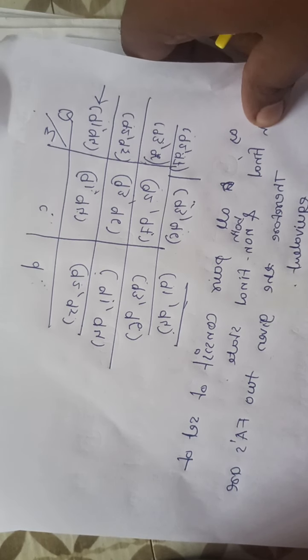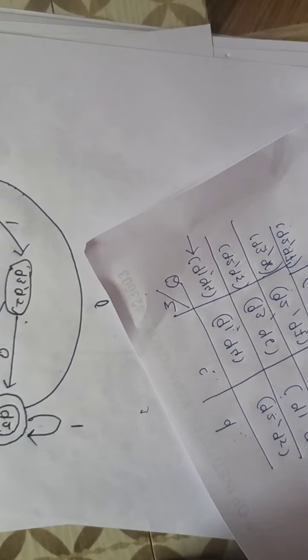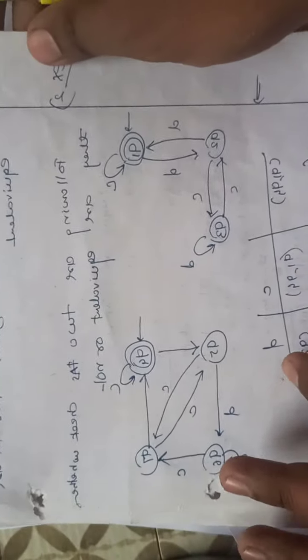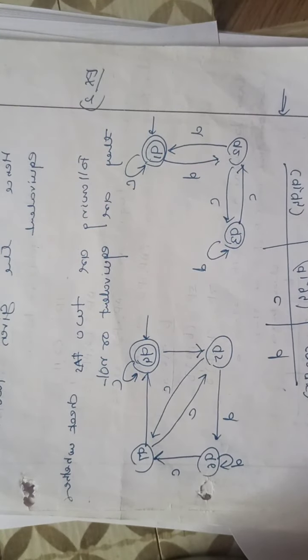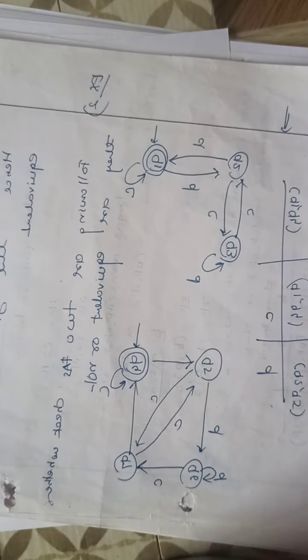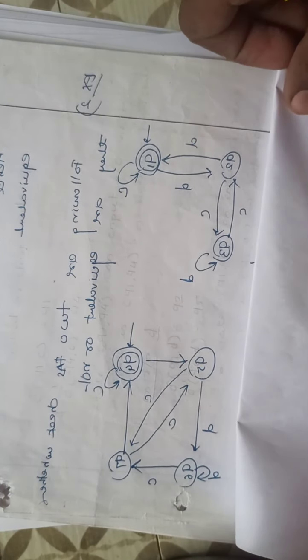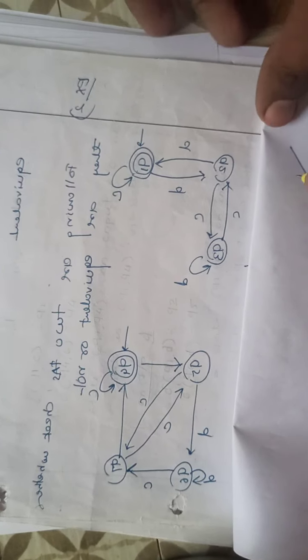So in this way you can check whether two finite automata are equivalent or not. We'll consider one more example. In this example we want to check whether these two finite automata are equivalent or not. So we have to construct a transition table pairwise, and check whether they are equivalent.